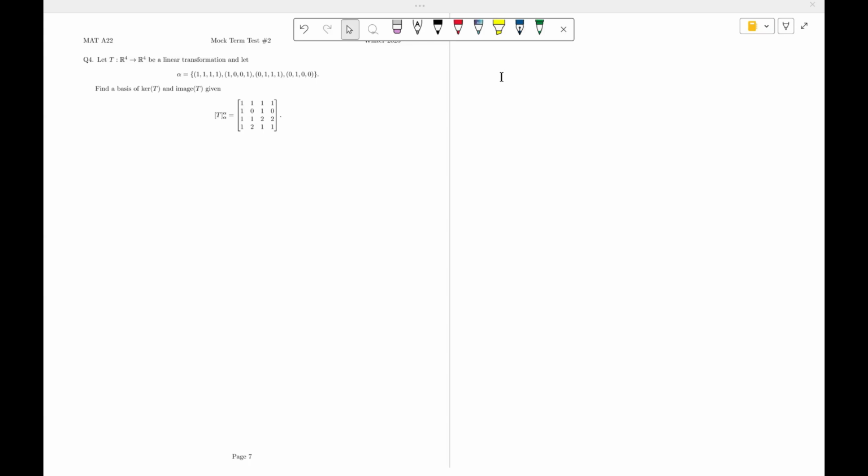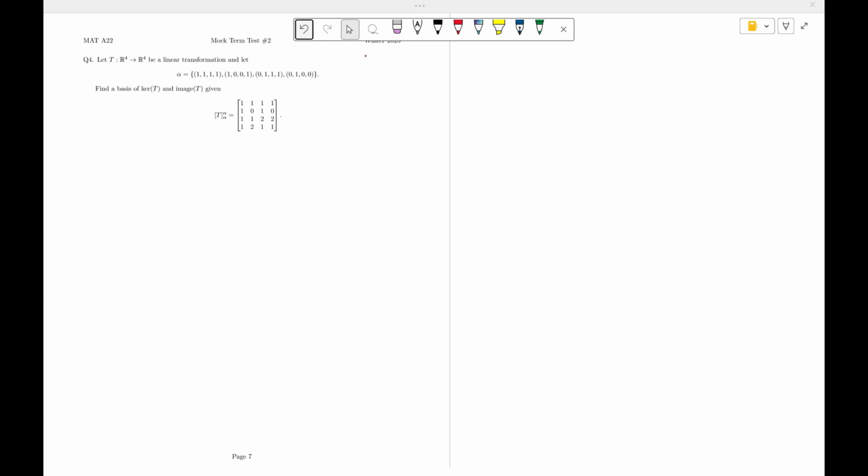So now we're going to look at solving for the kernel and image of a linear transformation based on the matrix representation of the linear transformation. So the first thing that we're going to do is talk about where this matrix comes from.